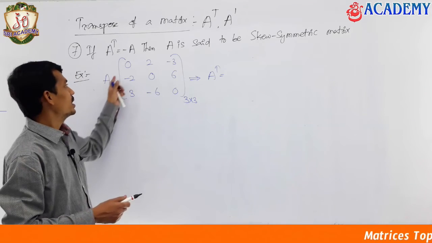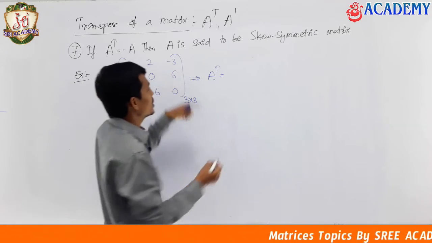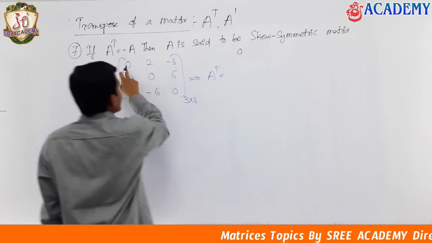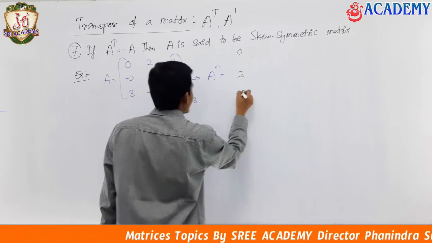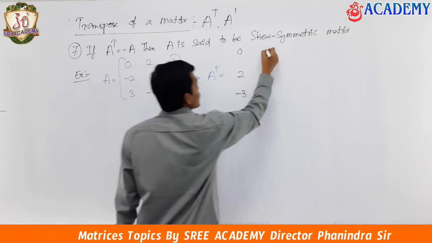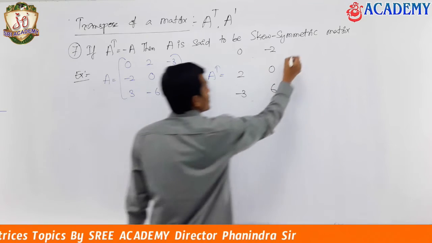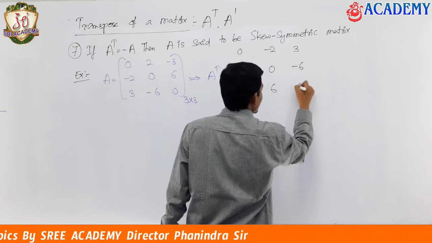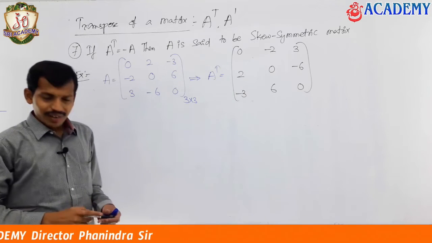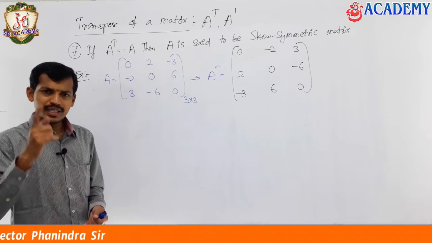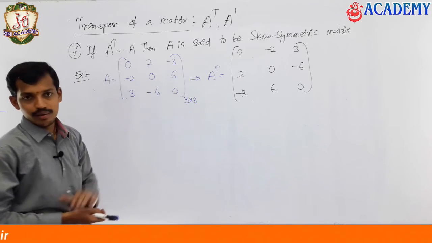Now I am writing here rows as columns. The first row is 0, 2, minus 3. Next, the second row is minus 2, 0, 6. The third row is 3, minus 6, 0. What is it saying? A Q-symmetric matrix is nothing but A transpose equals minus A.